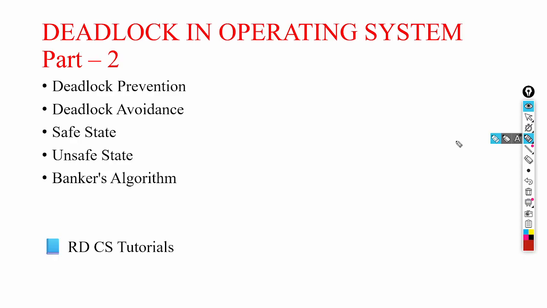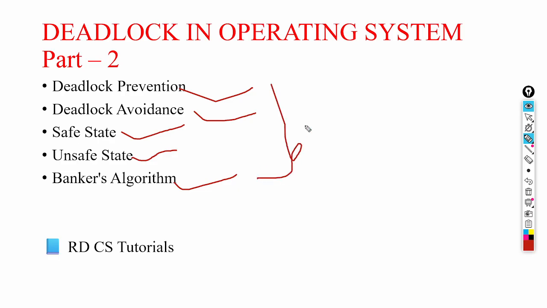In today's lecture, we are going to continue the deadlock topic with part 2. In the previous video, we studied the meaning of deadlock and the four necessary conditions required for deadlock. Today, we will discuss deadlock prevention, deadlock avoidance, safe state, unsafe state, and Banker's algorithm. These concepts are very important for UGC NET and PG SET and normal MCA, B.Tech, and university examinations.